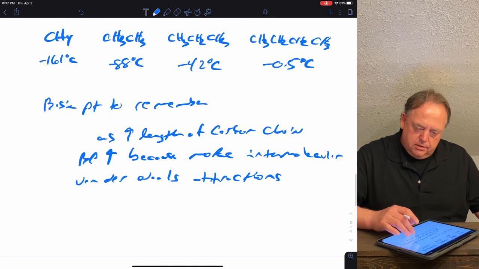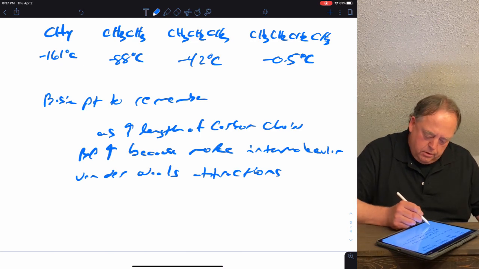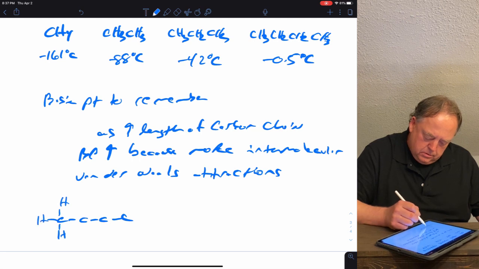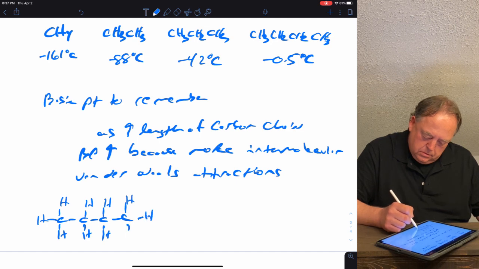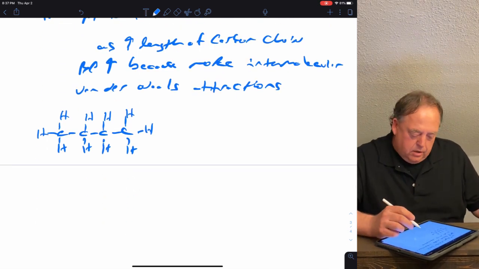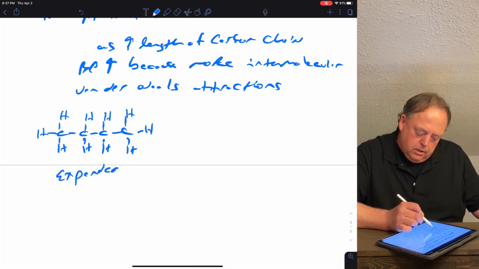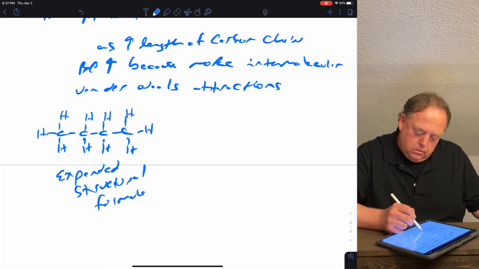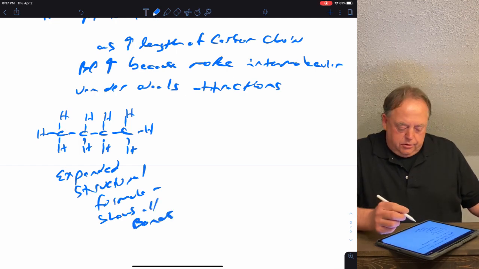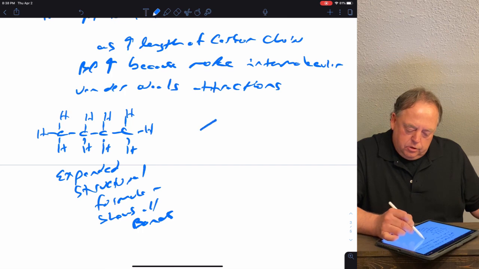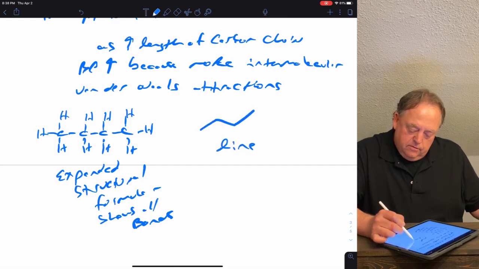Okay, and so the last point to make here, it's kind of annoying to draw molecules like this. It takes a lot of time. So this is what's known as an expanded structural formula. It shows all bonds. There's a much easier way to draw the molecule, and that's to draw it like this, using what's called a line formula.